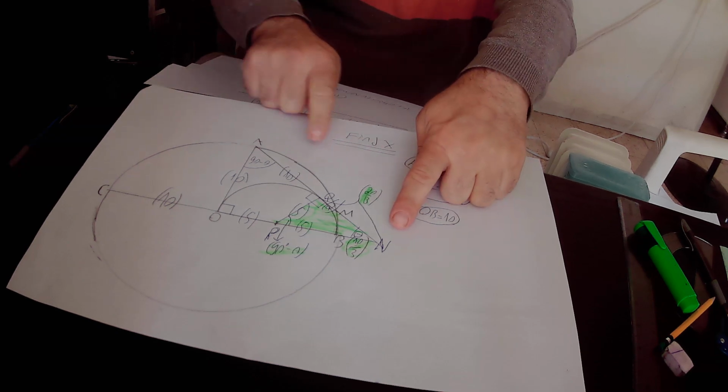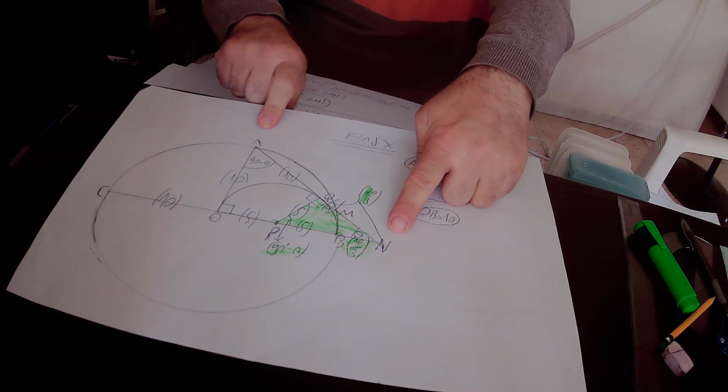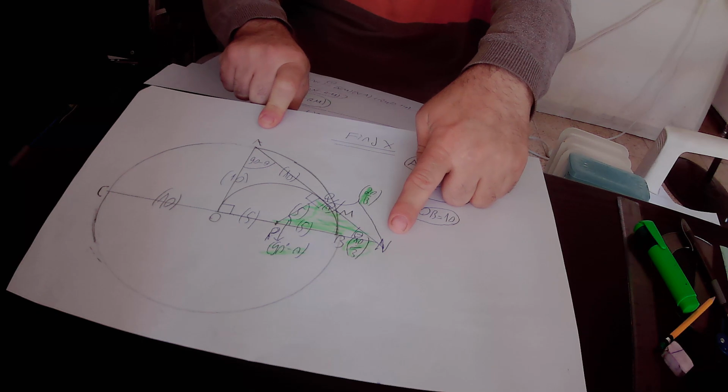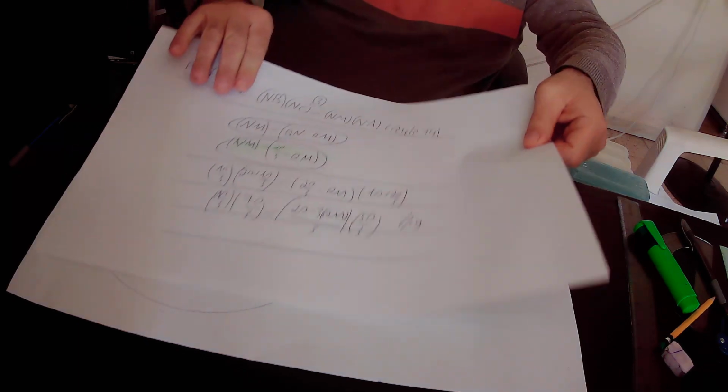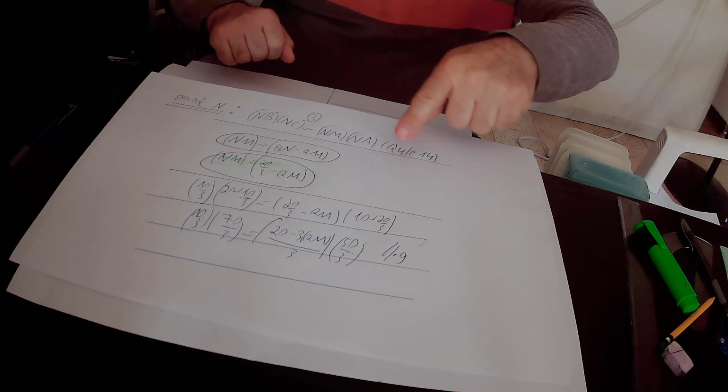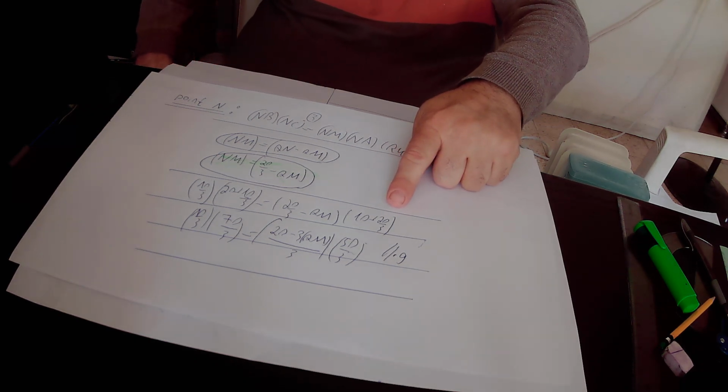What is the length of line segment NA? NA or AN is AQ plus QN. That is to say, AN in total equals AQ, that is 10, plus QN, that is 20 over 3. So in total, AN equals 10 plus 20 over 3.